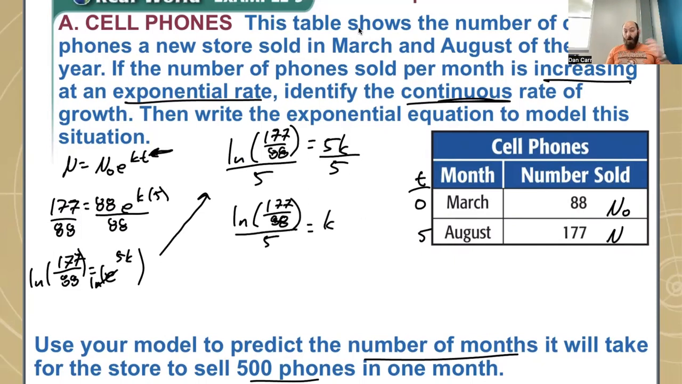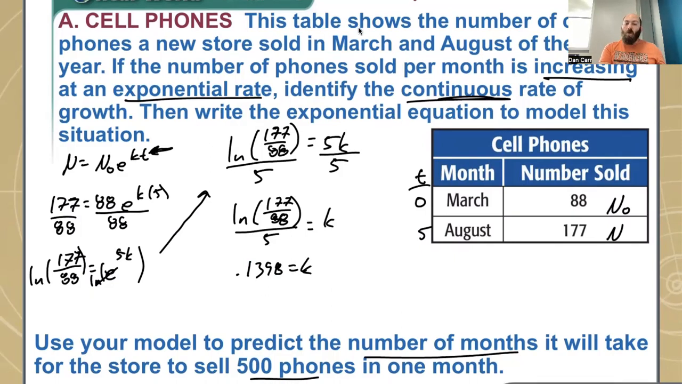Now, when I put this into my exponential growth model, I don't want to do this as a fraction. I don't want this to go in for k. This would have to go in for that. So now I'm going to put this in my calculator to get the decimal number. So natural log of 177 divided by 88. Take that divided by 5, and I get 0.1398. I like using more decimal numbers here just so it makes it more accurate in the end.